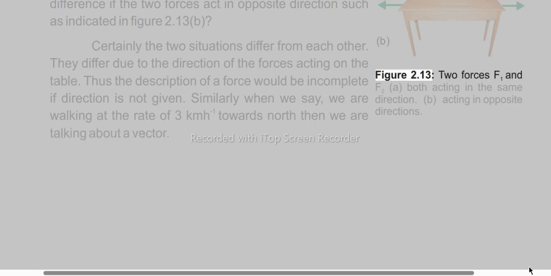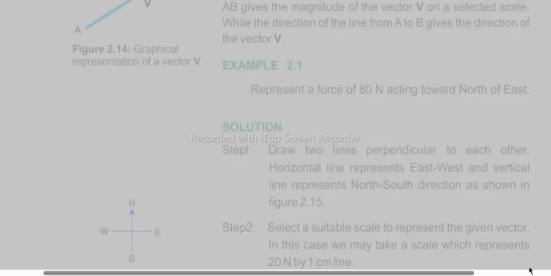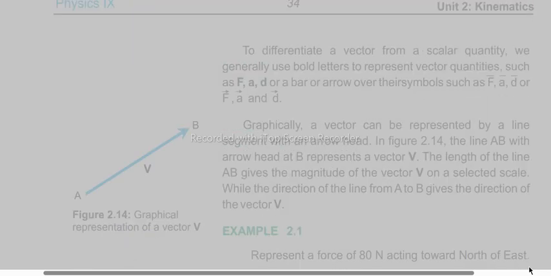Figure 2.13: A, two forces F1 and F2 both acting in the same direction; B, acting in opposite directions. Physics 9, Unit 2, Kinematics.